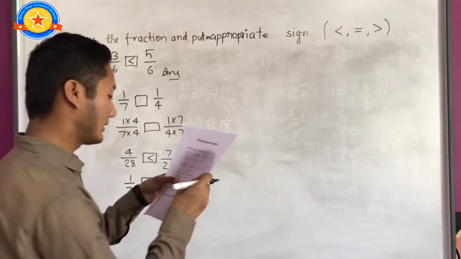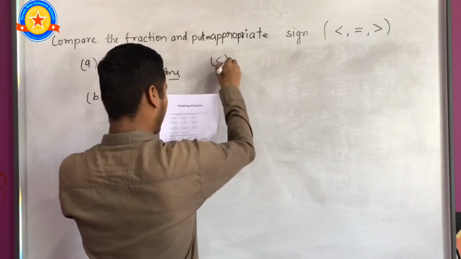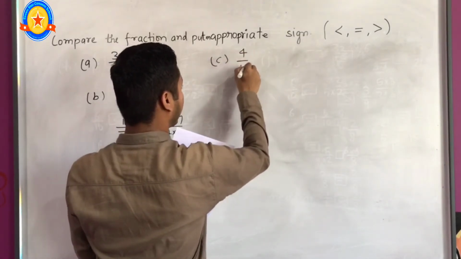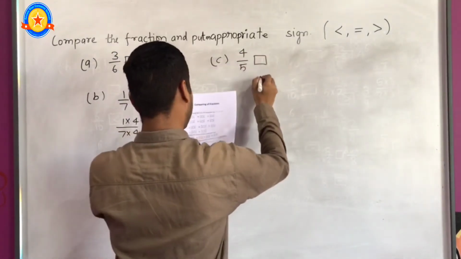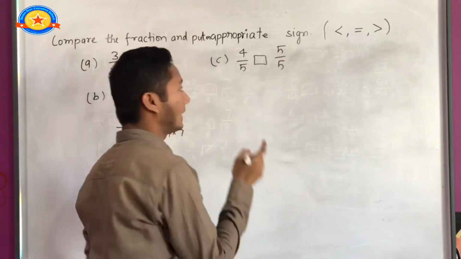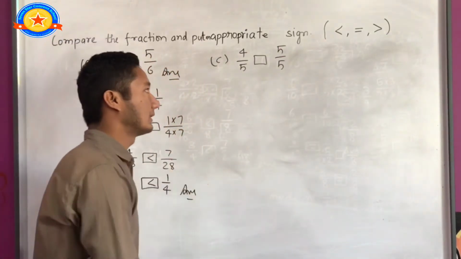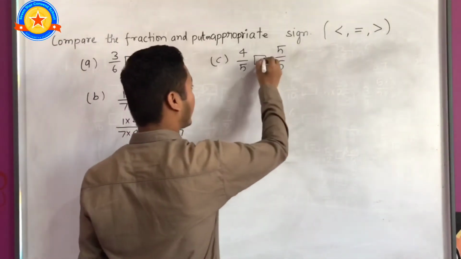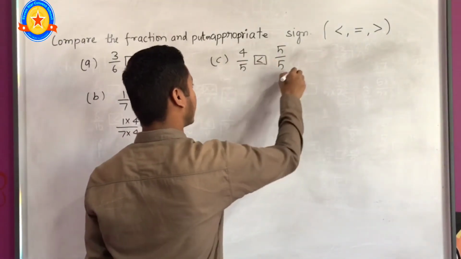Our next question is C part, which is 4 by 5 blank space 5 by 5. Here in this case the denominators are same, that's why we directly say 5 by 5 is a greater fraction. This is our answer.